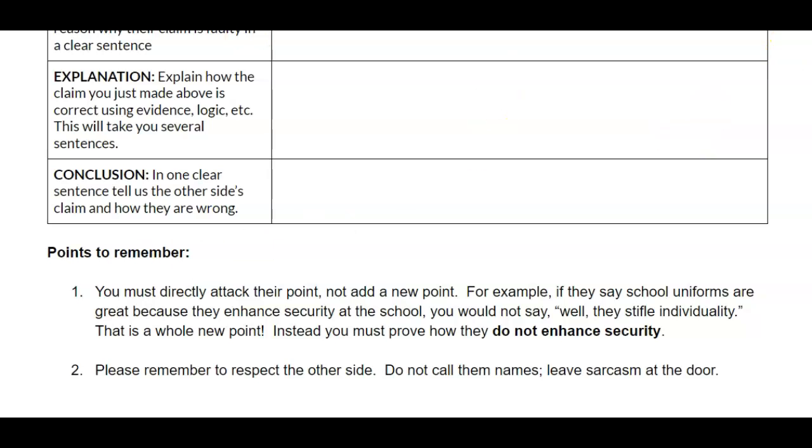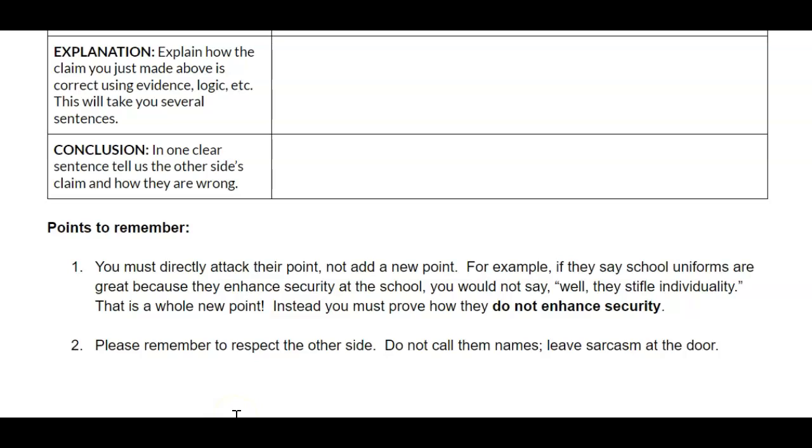A couple points to remember. Make sure you directly attack their point, not add a new point. So you want to address the point that the other side is bringing up. You don't want to just make a completely different argument in your explanation. So the big thing here is you need to address that point specifically.